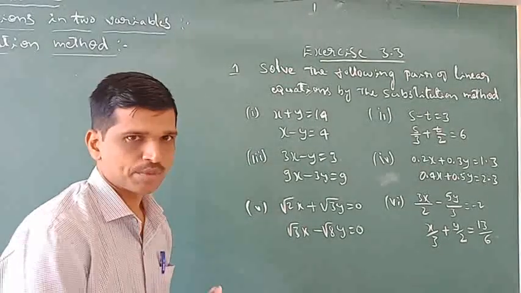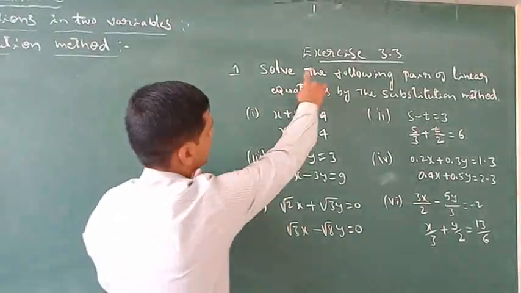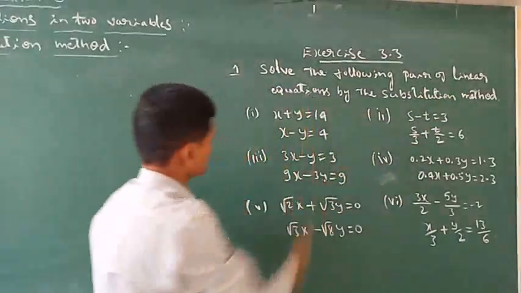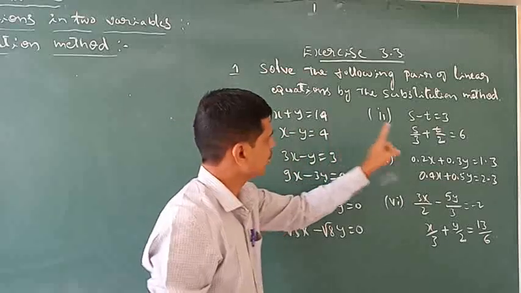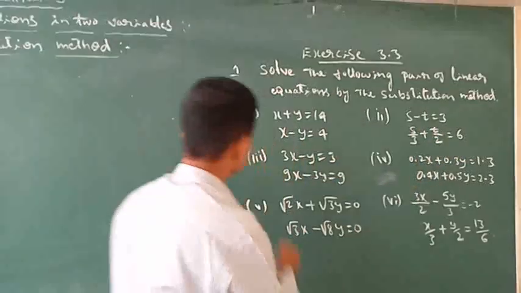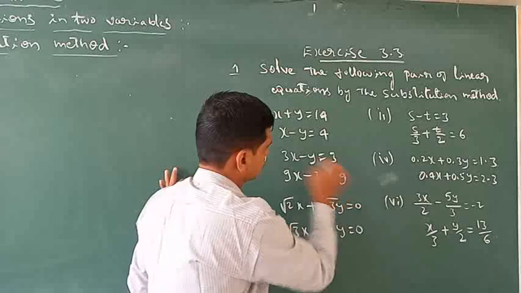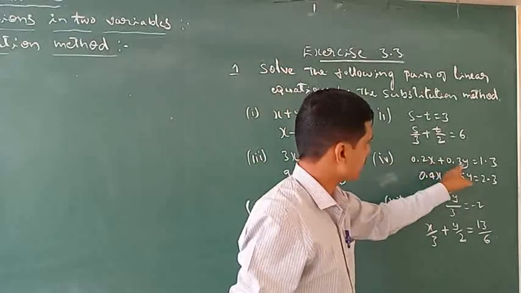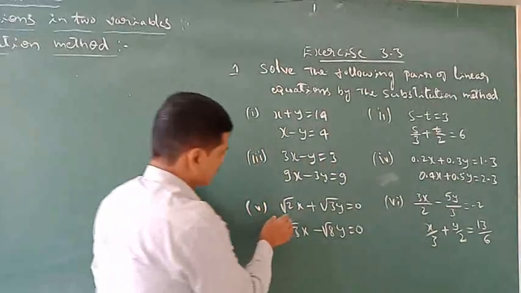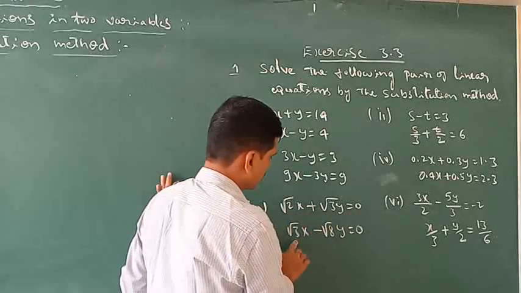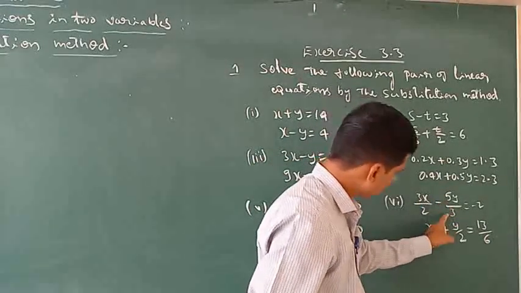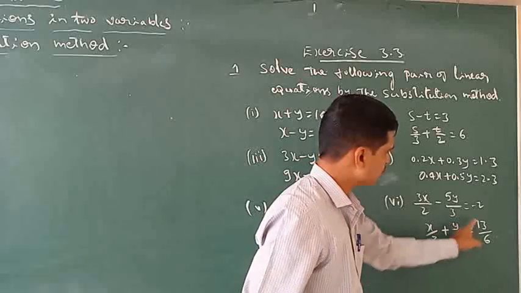Now consider exercise problems related to the substitution method. Exercise 3.3: solve the following pairs of linear equations by the substitution method. First: x plus y is equal to 14, x minus y is equal to 4. Second: s minus t is equal to 3, s by 3 plus t by 2 is equal to 6. Third: 3x minus y is equal to 3, 9x minus 3y is equal to 9. Fourth: 0.2x plus 0.3y is equal to 1.3, 0.4x plus 0.5y is equal to 2.3. Fifth: root 2x plus root 3y is equal to 0, root 3x minus root 8y is equal to 0. Sixth: 3x by 2 minus 5y by 3 is equal to minus 2, x by 3 plus y by 2 is equal to 13 by 6.